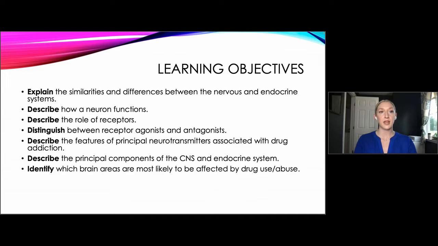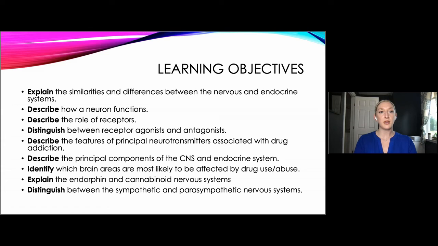system, identify which brain areas are most likely to be affected by drug use or abuse, explain the endorphin and cannabinoid nervous systems, distinguish between the parasympathetic and sympathetic nervous systems, and explain how and why anabolic steroids are abused.